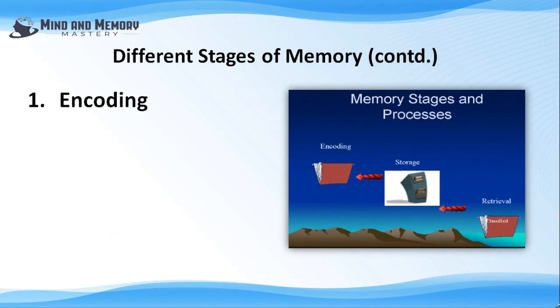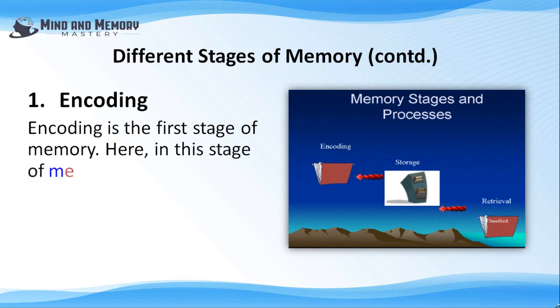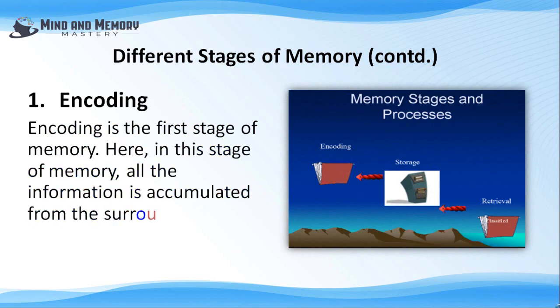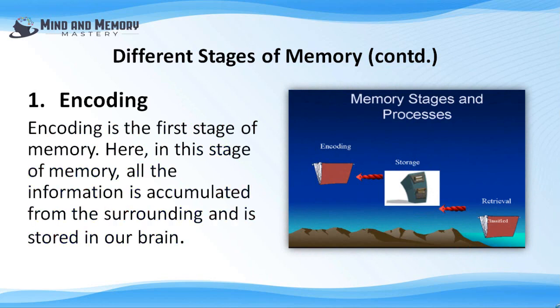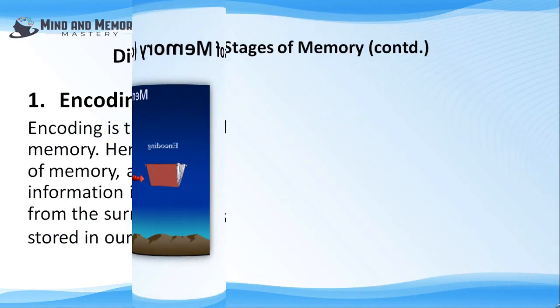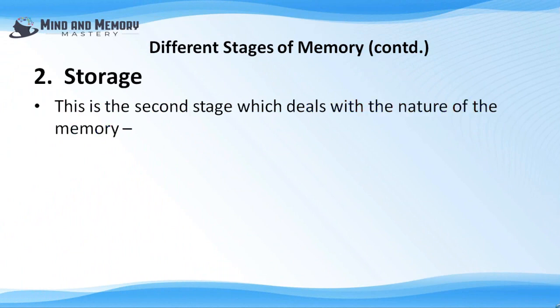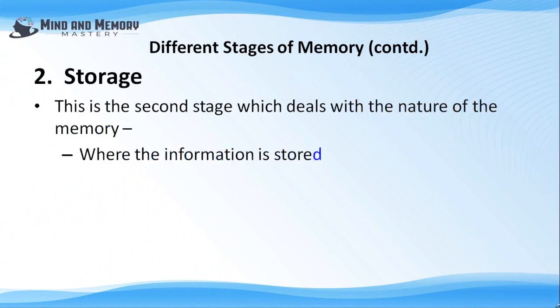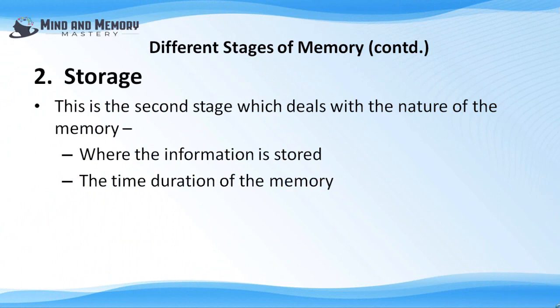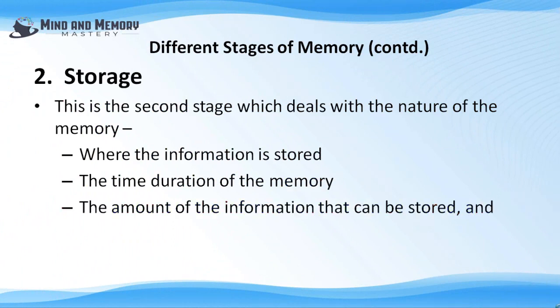Number 1. Encoding is the first stage of memory. Here, in this stage of memory, all the information is accumulated from the surroundings and is stored in our brain. Number 2. Storage. This is the second stage, which deals with the nature of the memory, where the information is stored, the time duration of the memory, the amount of information that can be stored, and the type of memory.